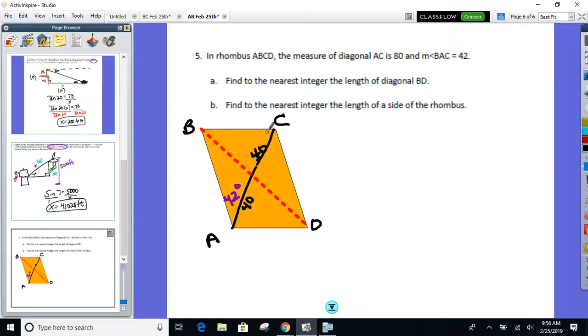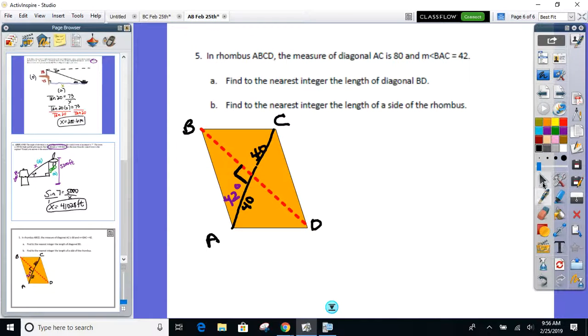Know anything else about rhombus? Diagonals perpendicular. Perfect, because now you have a right triangle. How can I get to diagonal BD? You're not going to get there right away. Give me a plan. Let's make a little plan here. Anthony. Hey, let's find this part right here and double it at the end. Let's find that part and double it. All right. How do I find that part then?